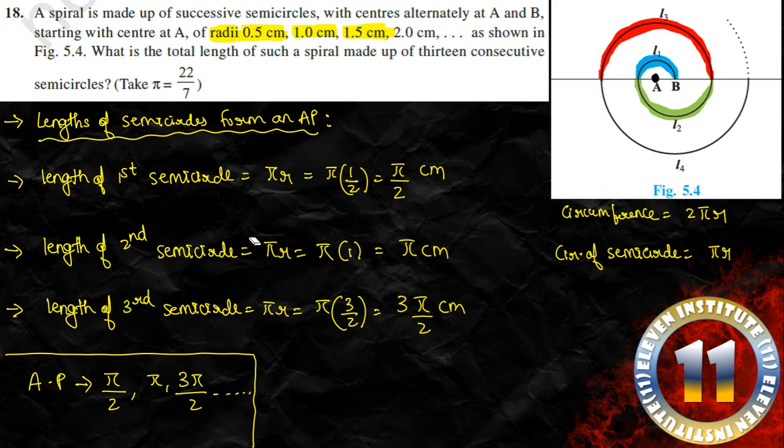Find the total length of such a spiral made up of 13 consecutive semicircles.